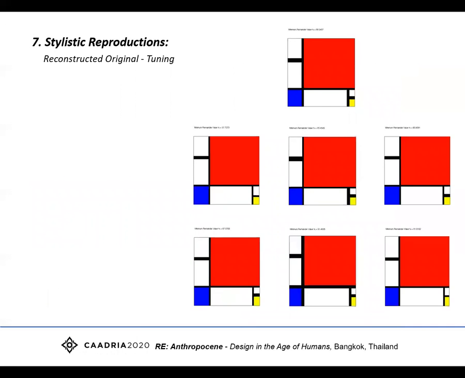The first approach in stylistic reproductions is to tune or reconstruct the original painting with maximizing proportionality value. Through the tuning, the proportionality value went up to 18.2%, even with 0% tolerance, when the proportionality value of the original painting was 12.5% with 2.9% tolerance.